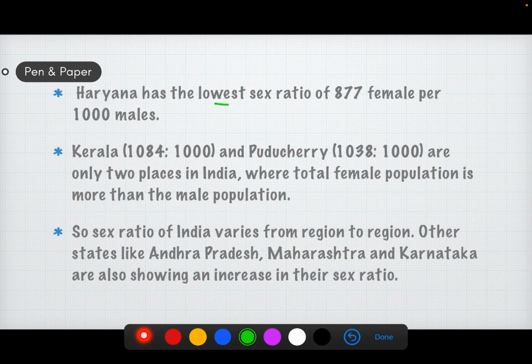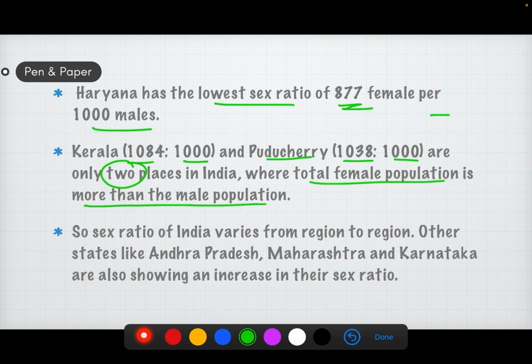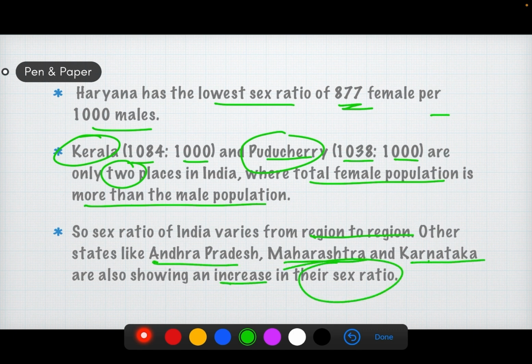Haryana has the lowest sex ratio of 877 females per 1000 males. Kerala 1084 to 1000 and Puducherry 1038 to 1000 are the only two places in India where the total female population is more than the male population. Only two places, Kerala and Puducherry. So the sex ratio of India varies from region to region. Other states like Andhra Pradesh, Maharashtra and Karnataka are also showing an increase in their sex ratio.